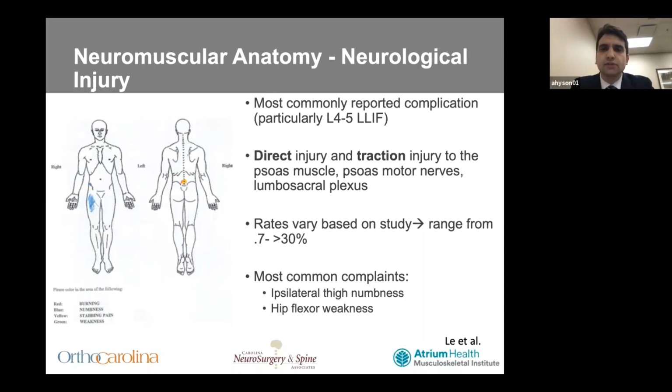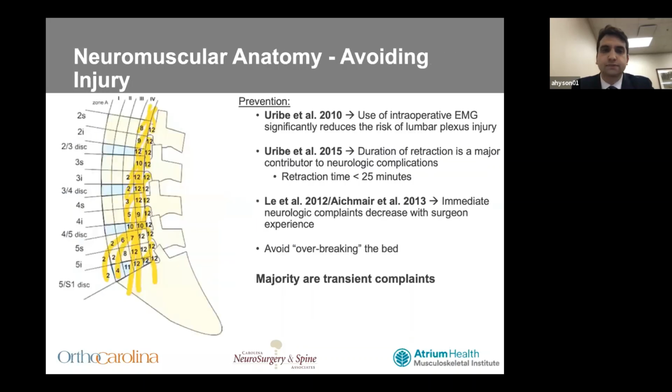Of note, neurological injuries are the most common reported complications following this procedure, particularly at the L4-5 disc space for obvious reasons. It occurs through direct injury to the nerves, traction injury of the nerves, and the rates of these complications vary pretty significantly in literature from 0.7 to greater than 30%. The most common complaints from patients are ipsilateral thigh numbness and hip flexor weakness.